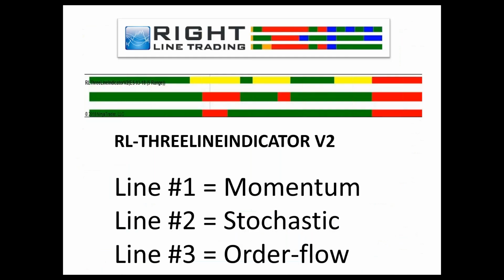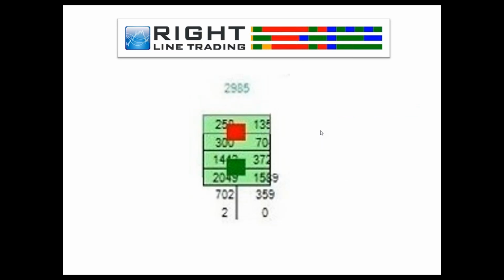Now, I don't want to even go into this. What I want to do is, this is a three-line indicator, but we're not using the three-line indicator anymore. What we're going to do is we're just going to look at order flow. And what I want to do is go over our order flow assessment.